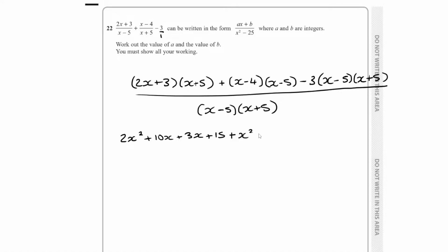X squared minus 5x minus 4x, and then that would make plus 20 at the end. So again, just double check. This one, what I would probably do is leave the minus 3 there and expand just the double brackets first, and then you can times everything by 3. So what's that? Oh, that's just the difference of two squares one, isn't it?